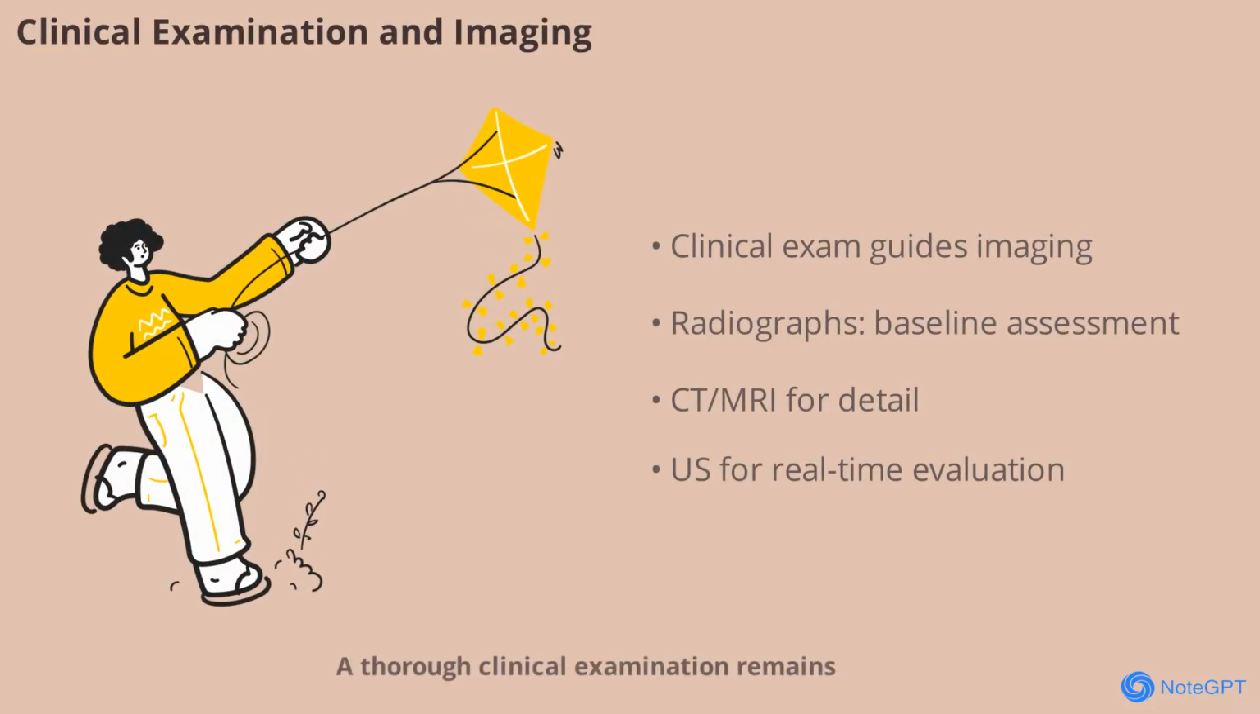Thorough clinical examination remains the cornerstone of wrist injury diagnosis. History and physical findings guide the choice of imaging studies. Radiographs provide a baseline assessment, while CT and MRI offer detailed evaluation of complex or subtle injuries. Ultrasound is increasingly used for real-time assessment of tendons and guiding interventions. Combining clinical and imaging findings ensures accurate diagnosis and effective treatment planning, minimizing the risk of missed injuries and complications.